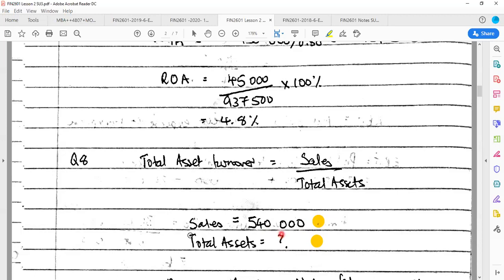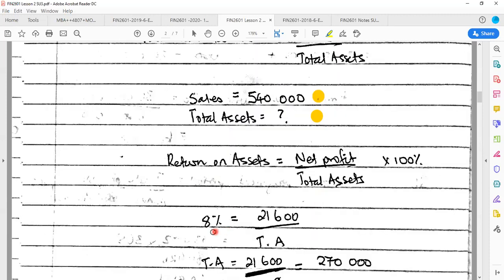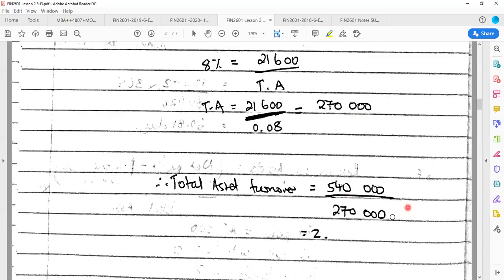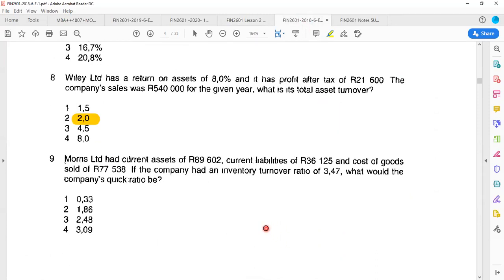So we've been given information on return on assets. So we substitute our net profit. We've been told return on assets is 8%. We do some cross multiplying and we get total assets is 270,000. Then we substitute the sales divided by the total assets which we obtained and we get 2. So for question 8, the correct answer was option 2.